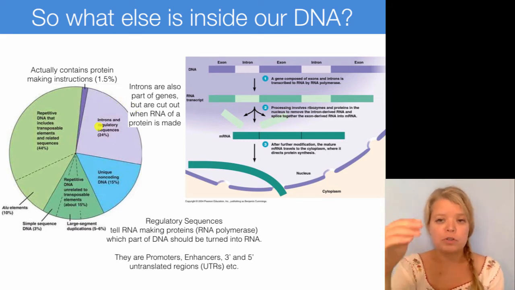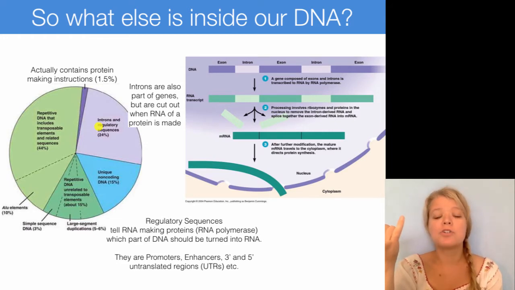So a whole lot of introns, because introns can be vastly longer than exons. You can have a 100 base pair long exon and then a 10,000 base pair long intron separating two exons.